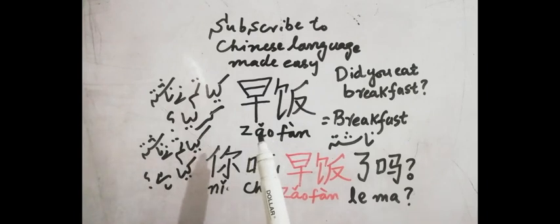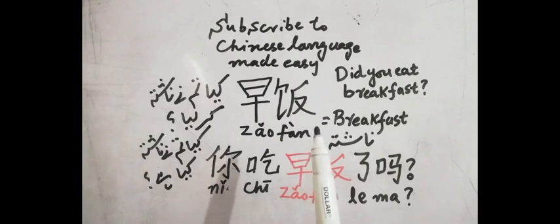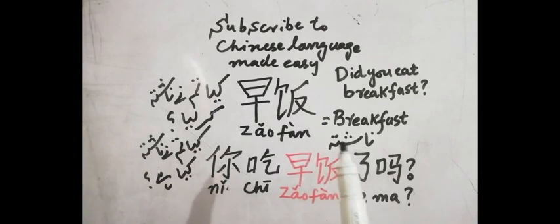So our word for today was zao fan, and this is the sentence. You noted how we wrote this and how we are going to pronounce this. So zao fan means nashta. So this was all for today.